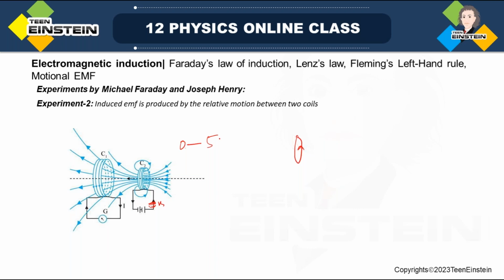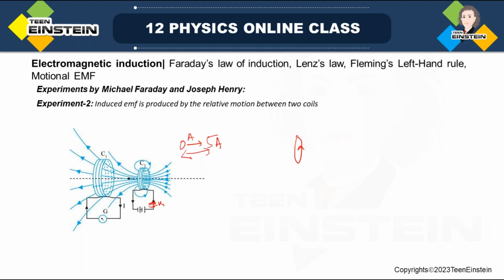from 0 ampere to 5 ampere, right? So this is a change in the current, right? So this change in the current will actually make changes in the flux linked with the coil C1.